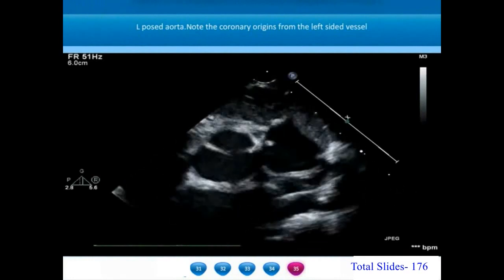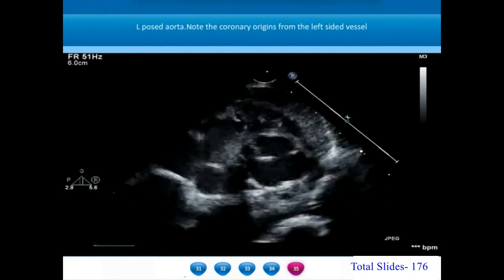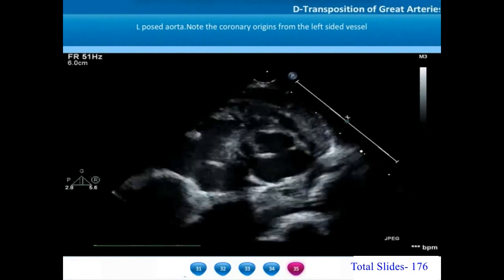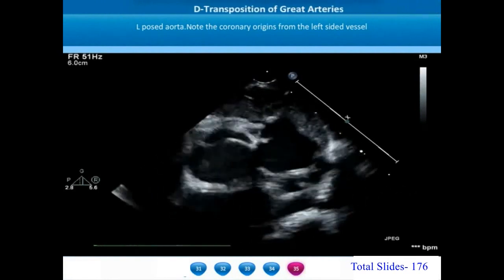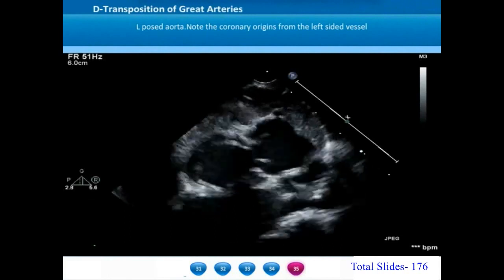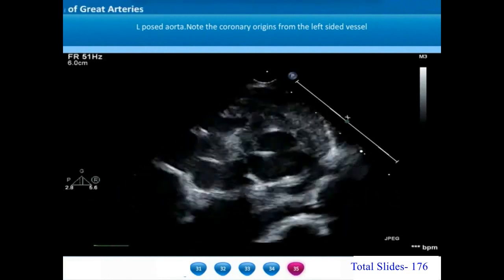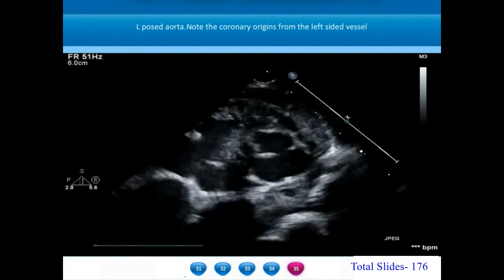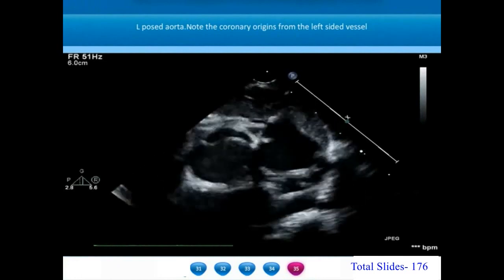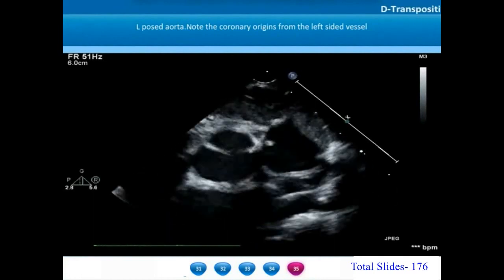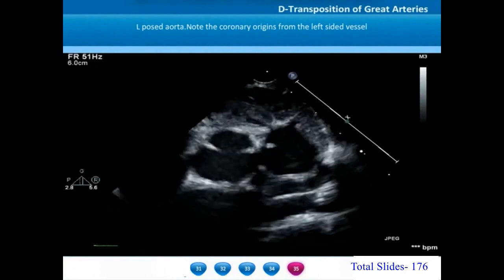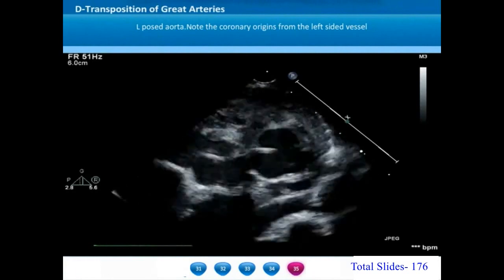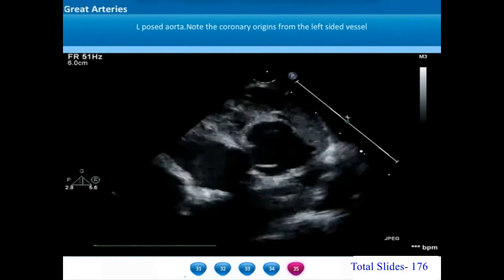In some of the TGA, the aortic root can be left and anterior to the pulmonary artery. This will be called as the L post aorta or L mal post aorta. When one of the great arteries is left and anterior to the other great artery, sometimes the anterior blood vessel may be confused as the pulmonary artery and the posterior blood vessel may be confused as the aorta. In normal relationship of the great artery, the pulmonary artery is left and anterior and the aorta is right and posterior.